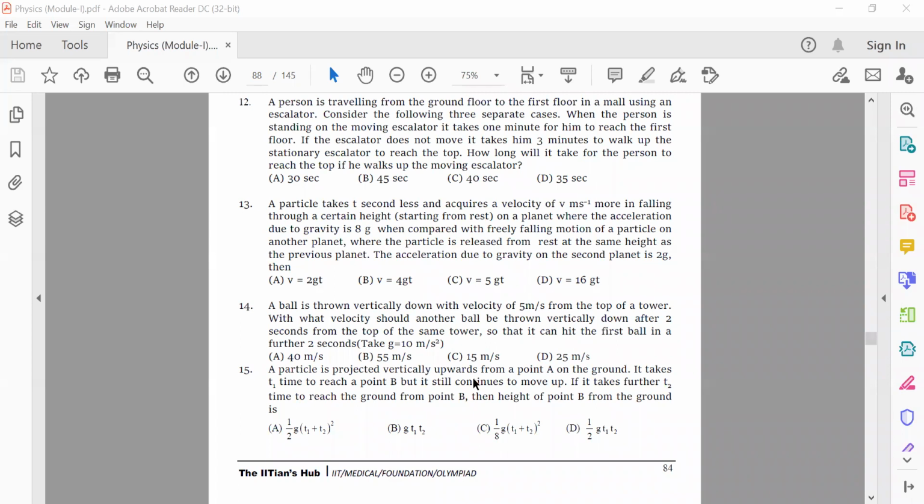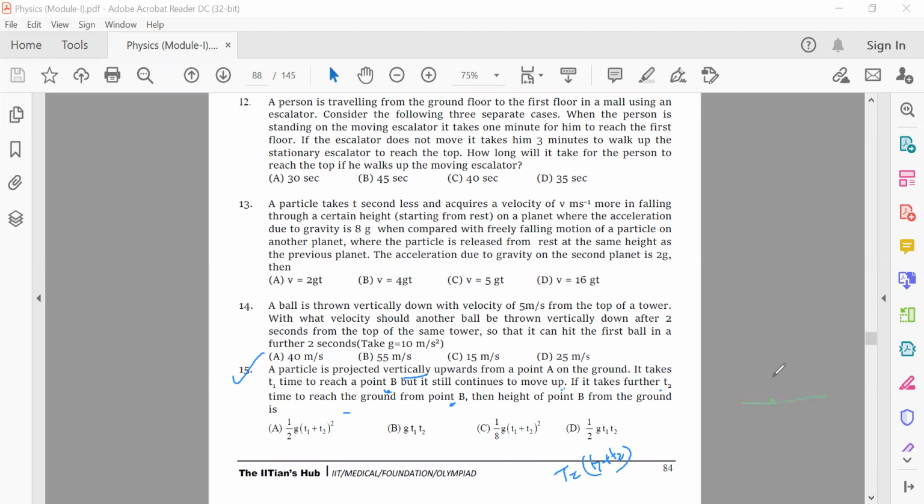Okay. So question 15 says that we have a particle which is projected vertically upwards from a point A on the ground. And it takes time t1 to reach a point B, but it still continues to move up. And it takes a further time t2 to reach the ground from the point B. So basically then what is the total time of flight? It is t1 plus t2, no? Is this point clear? Yes.